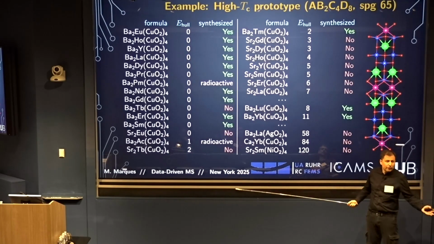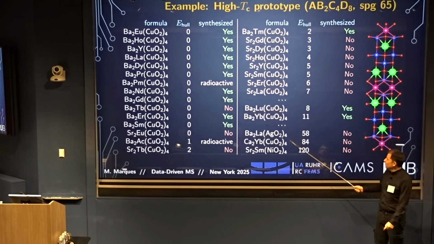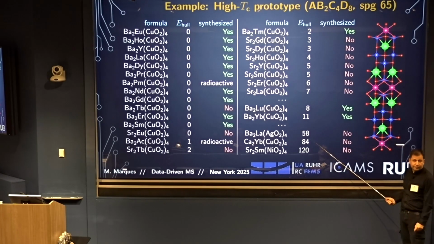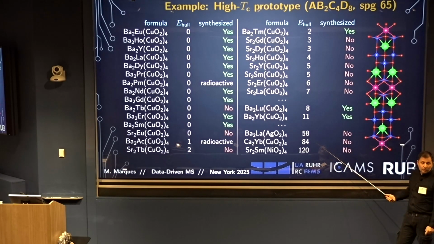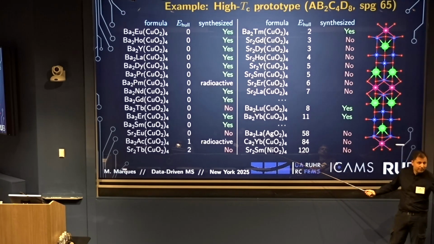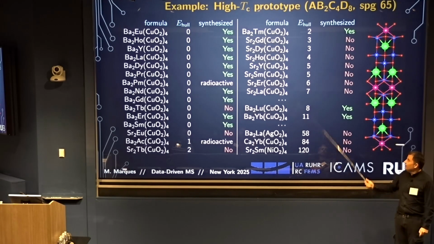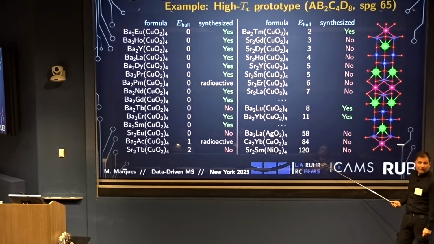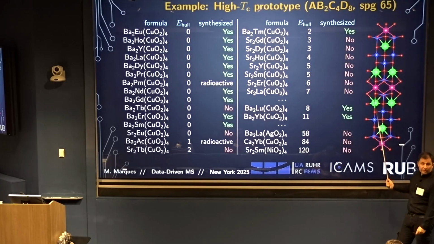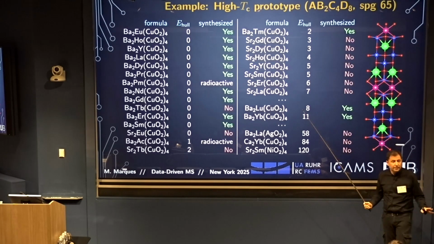If you want other curiosities, if you would like to make one with silver instead of copper in this structure, you pay 58 meV of tax. So probably you cannot make it. If you put nickel instead of copper, for fun, in the same structure, you pay 120 meV. So it doesn't mean that there are no compounds with these 4 chemical elements. They will just not be in this stoichiometry, and they will not be in this structure. That's the only thing that this means.